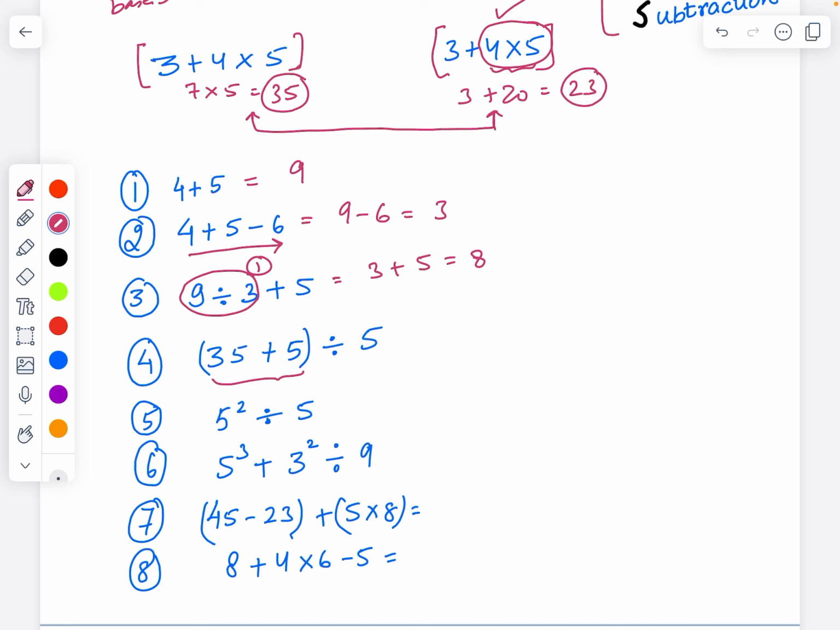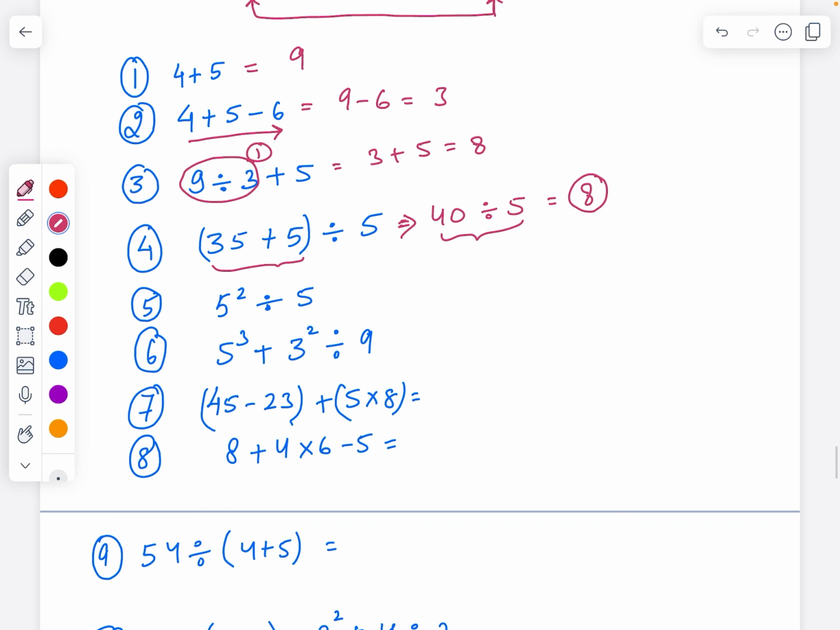So 35 plus 5 is 40. 40 divided by 5 we got. Now that's going to be 5 times 8 is 40, so it's going to be 8. So we simplified it into the single operation and then we got 8 as the answer.